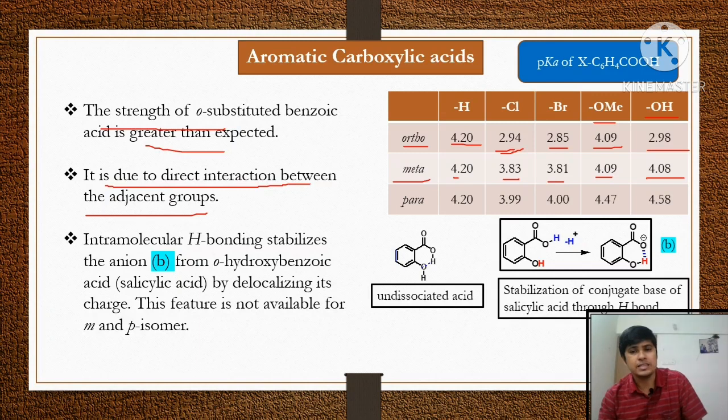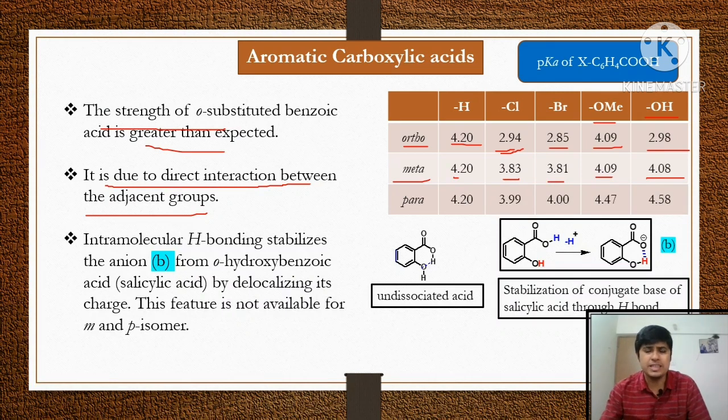And here para-hydroxybenzoic acid is what? 4.58. That is also still weaker than what? Benzoic acid. It is also weaker than benzoic acid, for the same reason, that is also destabilizing. The para hydroxy group will destabilize what? The conjugate base of para-hydroxybenzoic acid.